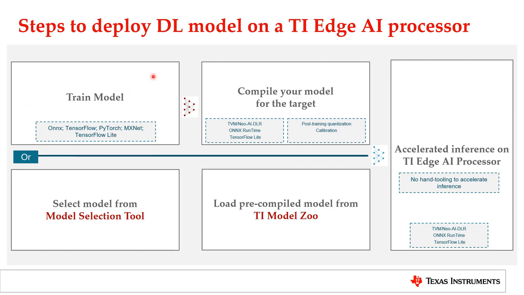Now, once you've selected a model, the next step is compiling and optimizing the model for a TI embedded processor. If you chose a model from the model zoo, you can skip this step and instead load the precompiled model and directly move to the deployment step. However, if you chose to go with a custom model, you will first need to compile your model for TI hardware.